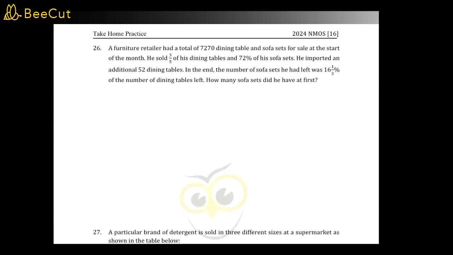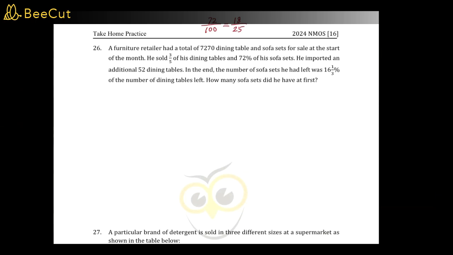Now, question 26. So the furniture retailer has a total of 7,270 dining table and sofa sets. Now, he sold 3/5 of the dining tables and 72% of the sofa sets. So we simplify 72%. 72 over 100 divided by 4, this is 18 over 25.